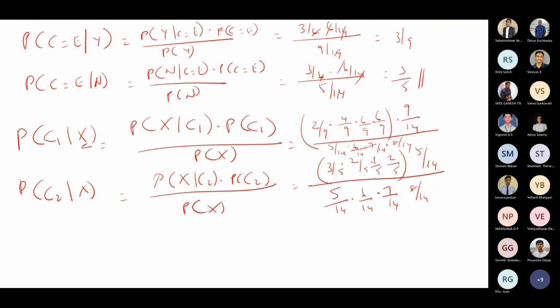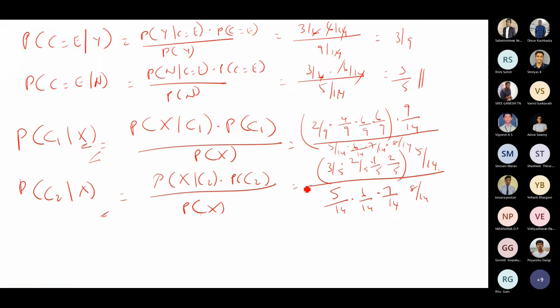So this is going to be your probability. So 2 by 9, 4 by 9, this is probability of x given C1 into probability of C1, divided by probability of x. Now look at these two cases.